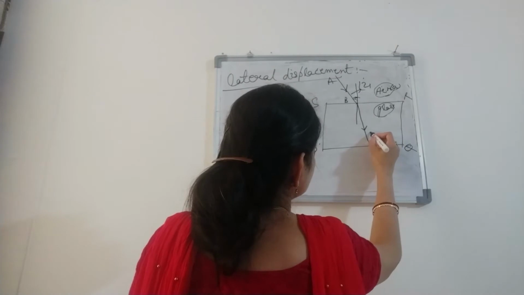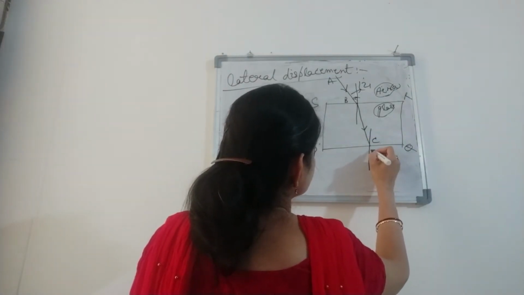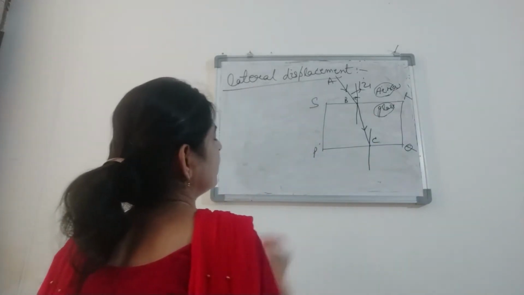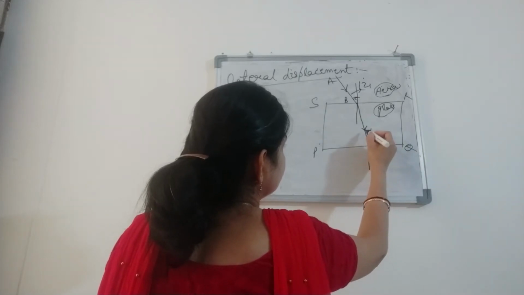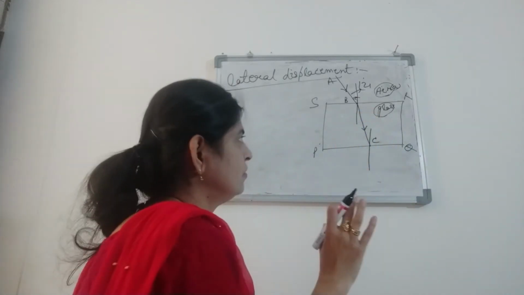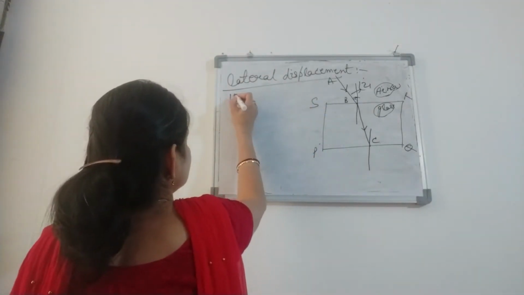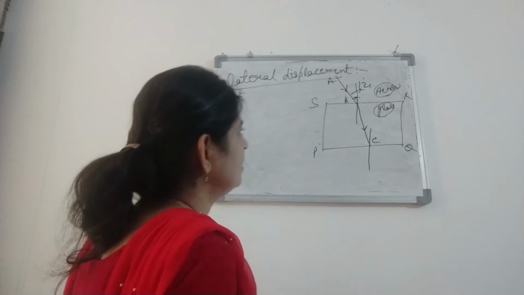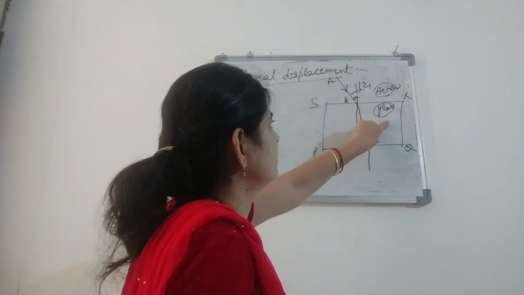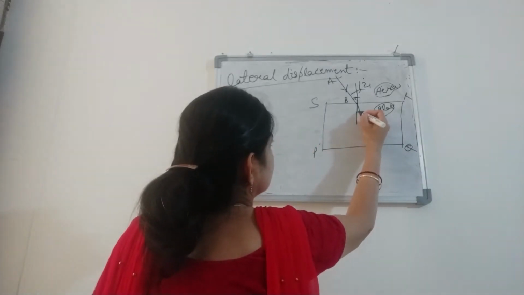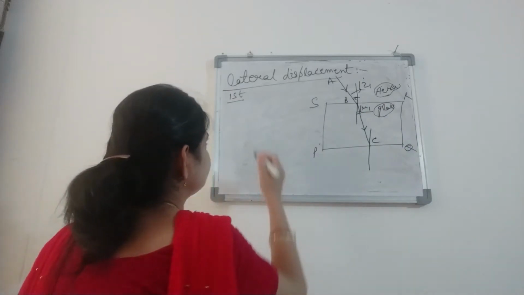If we draw the normal here, at the point C, then again this refracted ray, now we are considering two situations. First case is when the incident ray travels from air to glass. This angle is your angle of refraction. Suppose this is your R1.